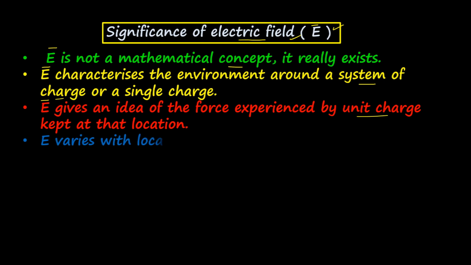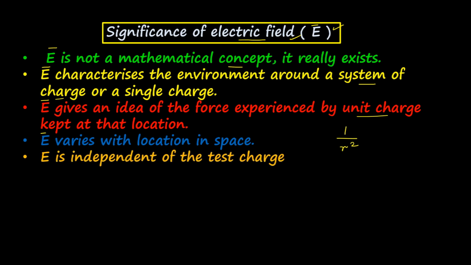Fourth one, electric field varies with location in space. We have seen that the variation in electric field is proportional to 1 by r square, where r is the distance of the location from the charge. Electric field is independent of the test charge Q. What does this mean? It means that whether a test charge is placed or not, there is a field all around the source charge in three-dimensional space. Test charge is used only to demonstrate electric field.